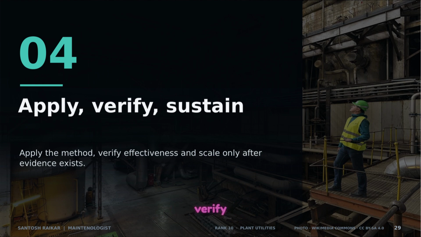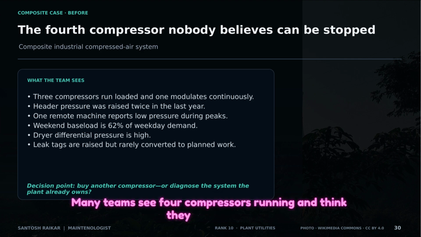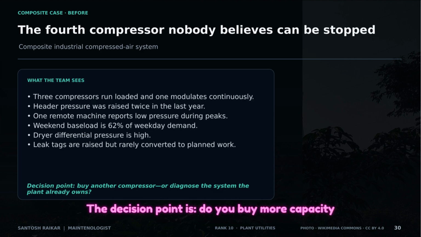Finally, we must apply, verify, and then sustain. Start small, prove it works with hard evidence, and then scale across the entire site. Let's look at a case study. Many teams see 4 compressors running and think they need a 5th. They see high base load and high pressure drops, but they haven't diagnosed the system. The decision point is, do you buy more capacity, or do you fix the system you already own?